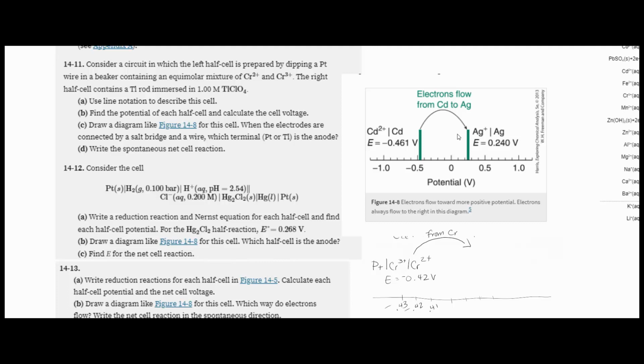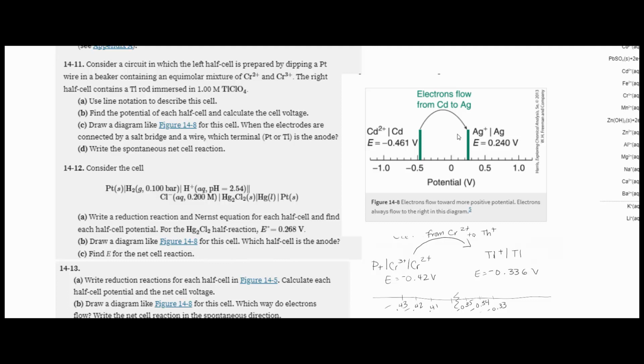from chromium 2 to thallium plus, and then wherever my hash marks end up, I need it to end up at E equals negative 0.336 volts. And I would put, again with the thallium, like this. So this would be negative 0.34, 0.35, negative 0.33. So something on the order of this is what they're looking for.